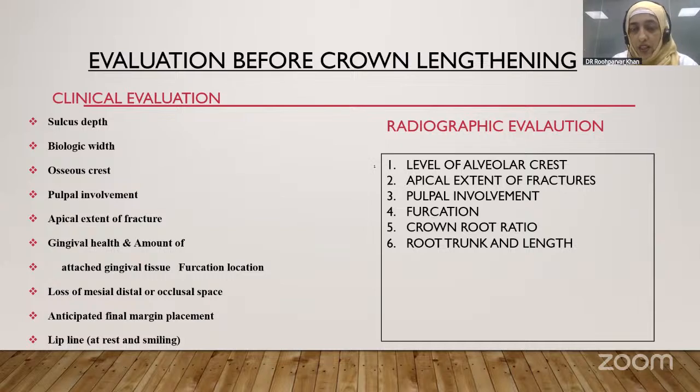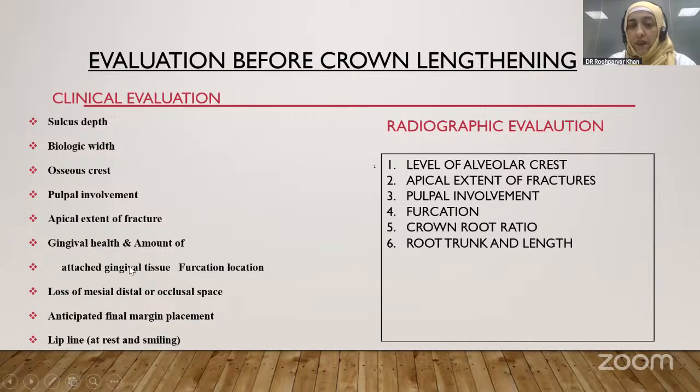Then what is the biological width of the tooth or around the implant? Then what is the osseous crest, whether it is a high crest, normal crest, or low crest patient, which will be explained in detail in the following slides. Then whether the tooth is pulpally involved. Then what is the apical extent of the fracture of the tooth? Then what is the gingival health and the amount of attached gingival tissue? Then loss of mesiodistal or occlusal space, then anticipated final margin placement, and what is the lip line of the patient, at rest and at smiling.